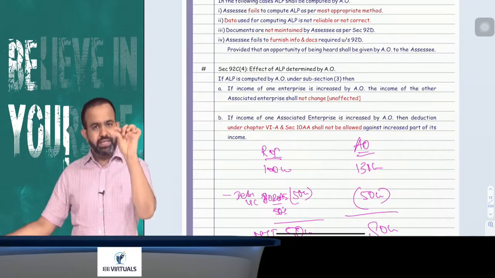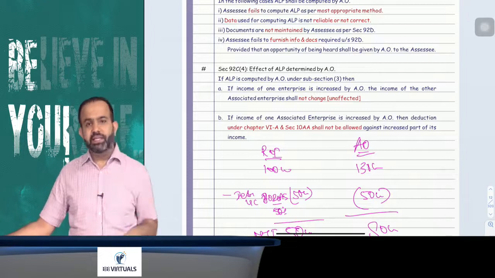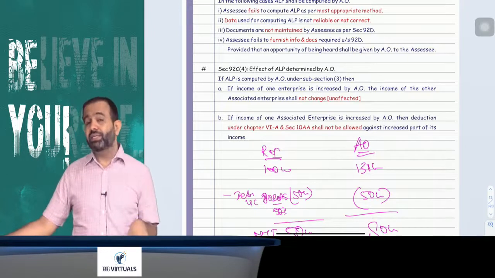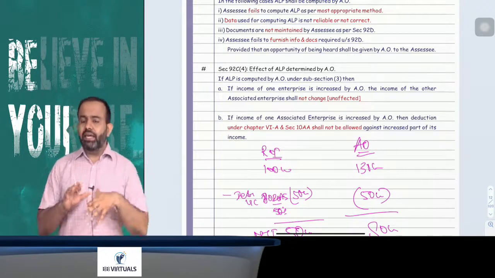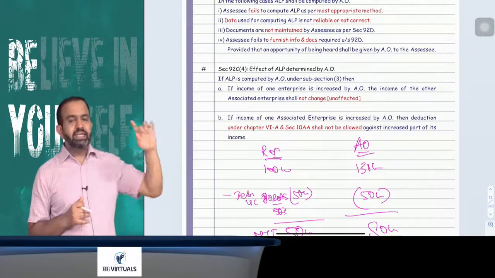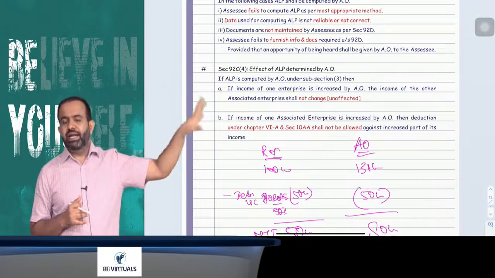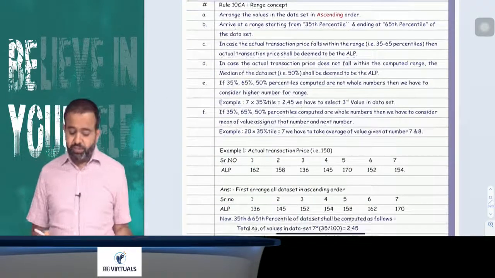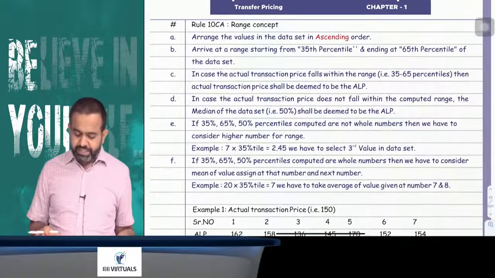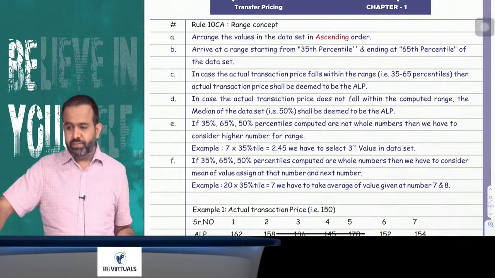First, against the income increase, you cannot claim any deduction under Chapter 6A or under section 10AA. And the second point says that if any expenditure is changed, in that case the income of the receiving person will not change, that income will remain intact. You got my point or not? Yes. Now we are going to start with one very interesting part, that is the range concept.